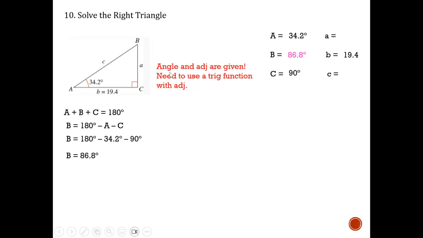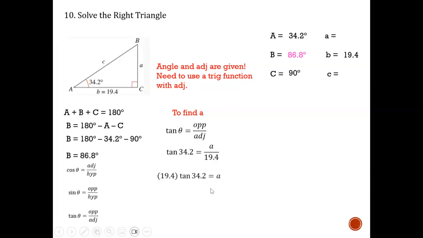Okay, now the angle and the adjacent side are given. So what can we use? To find a, they give us the angle and the adjacent side. To find a, it has to be opposite over adjacent, which would be my tangent. We plug everything in. We multiply both sides by 19.4. So 19.4 times tangent of 34.2 degrees is equal to a. Approximately it will be 13.2. Okay, now a is 13.2.